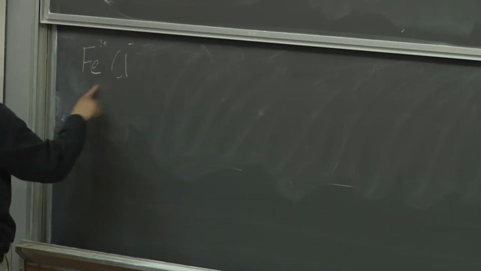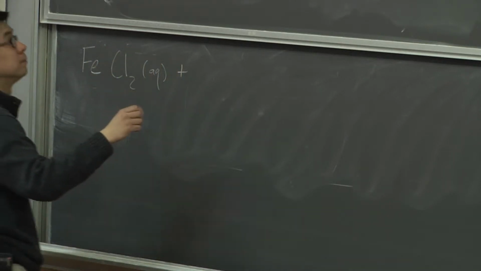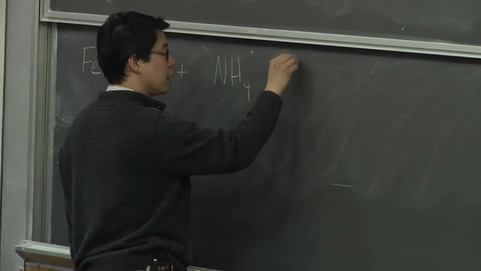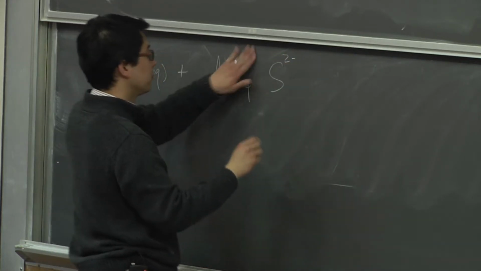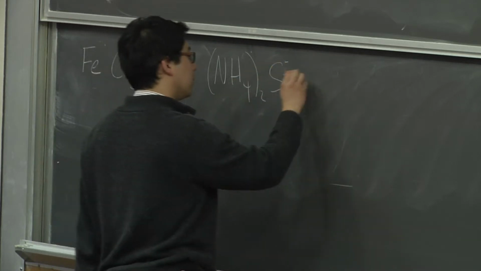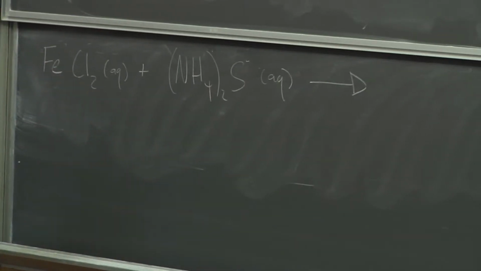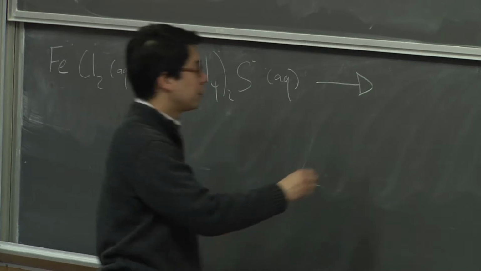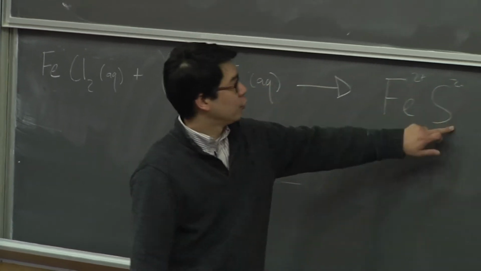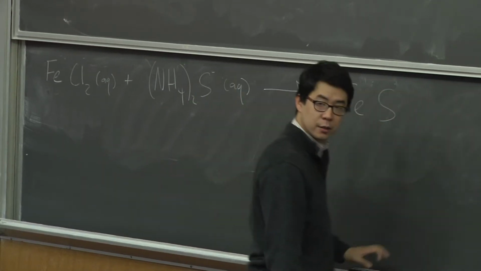FeCl2, right? So FeCl2 aqueous plus ammonium, which is NH4 plus. Sulfide is S2 minus, so it's going to be 1, 2. So it's going to be (NH4)2S aqueous. It results in, you do the exchange, FeS. We're kind of lucky here. You may not be so lucky on your exam. 2, 2, and that reduces to 1 and 1. What's the state? Solid.